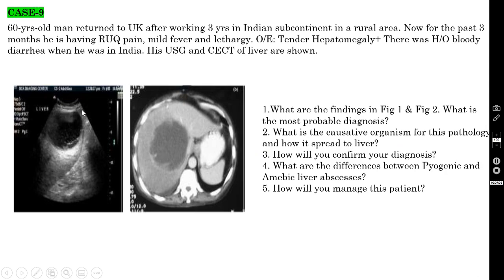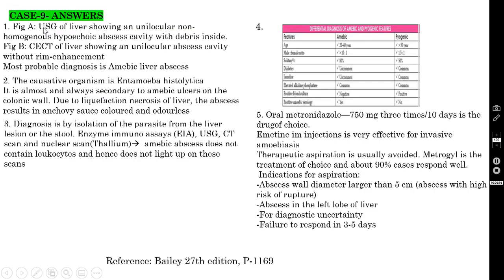Okay, here also you are seeing on ultrasound a hypoechoic area with few debris only. But here in the CECT, you are not seeing any rim enhancement. And the patient is also not highly febrile. So all these things are denoting, and the patient had bloody diarrhea while he was in India. So this is most probably a case of amoebic liver abscess. So what is the organism? The causative organism is Entamoeba histolytica. It is almost always secondary to amoebic ulcers on the colonic wall.